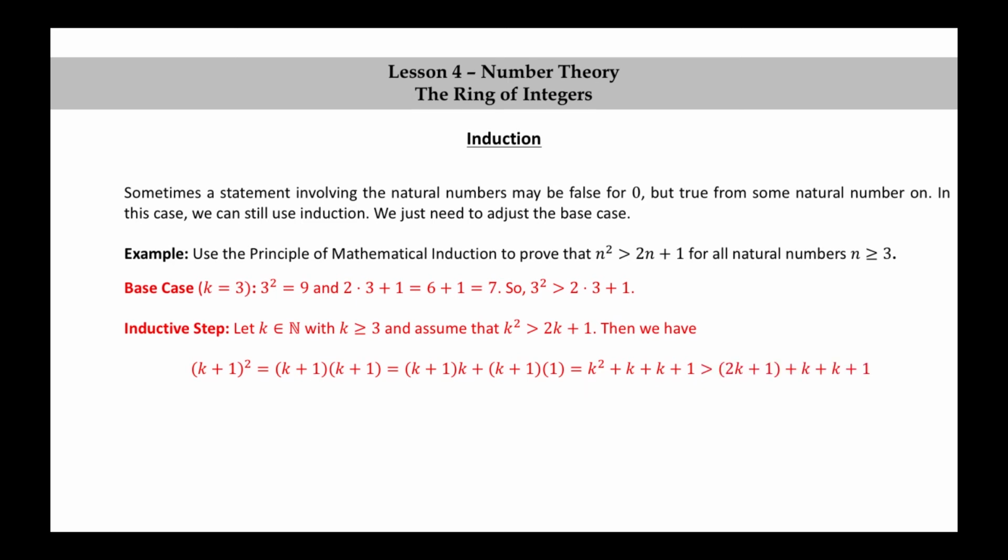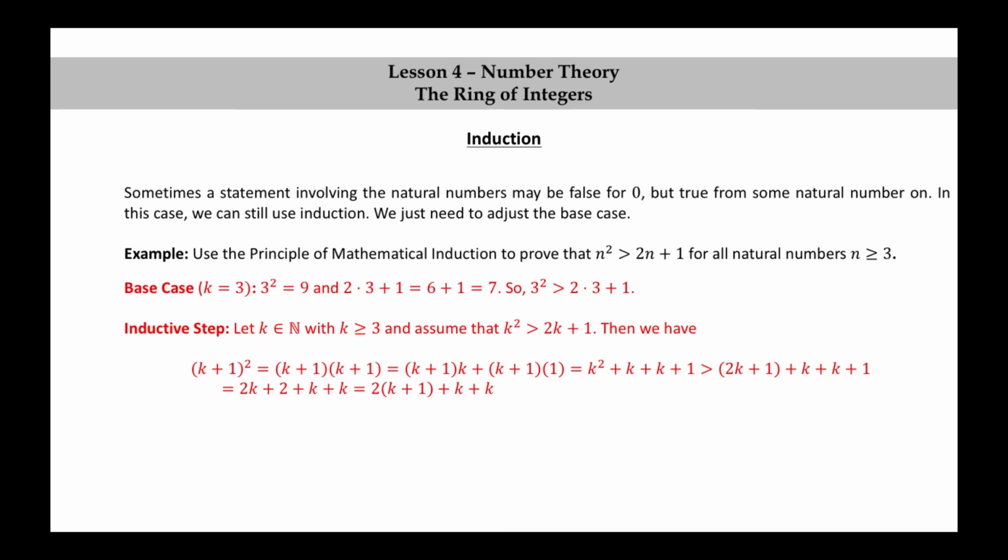Okay, now this expression is greater than 2k plus 1 plus k plus 1. Here is where I'm using the inductive hypothesis, that k squared is greater than 2k plus 1. That allows me to replace k squared by 2k plus 1 as long as I use a greater than symbol instead of an equal sign. Okay, now this is equal to 2k plus 2 plus k plus k. Here we used commutativity and associativity of addition in order to pass that 1 through those k's and then to combine it with that other 1.